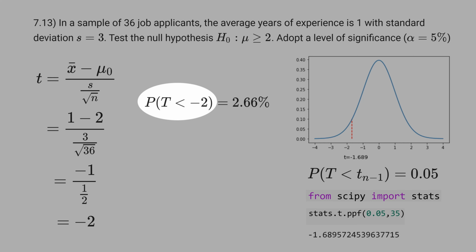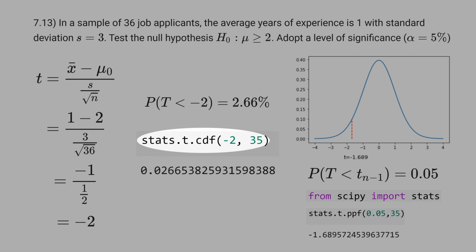Now, let's calculate the p-value. The probability of getting a statistic smaller than minus 2. Stats.t.cdf, cumulative distribution function, minus 2 and 35 is the degrees of freedom. We get 2.66%. Suppose that alpha is 1% rather than 5%. In this situation, we cannot reject the null hypothesis. But suppose alpha equals 3% rather than 5%. In this case, we still reject the null hypothesis.